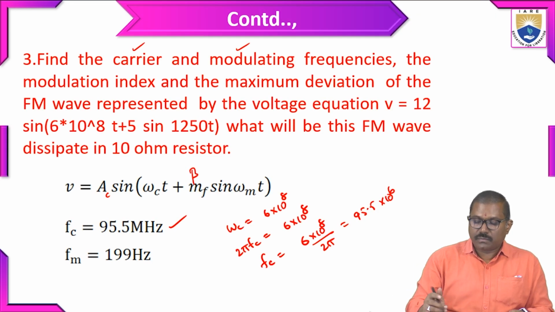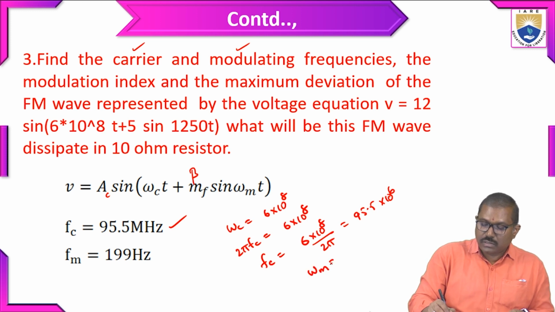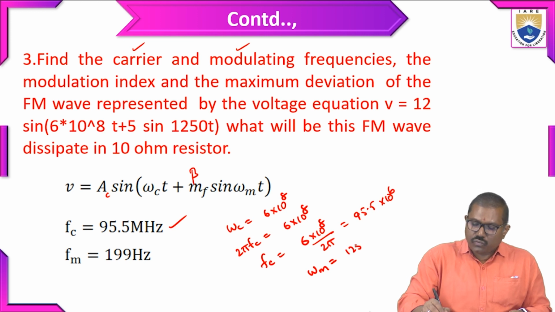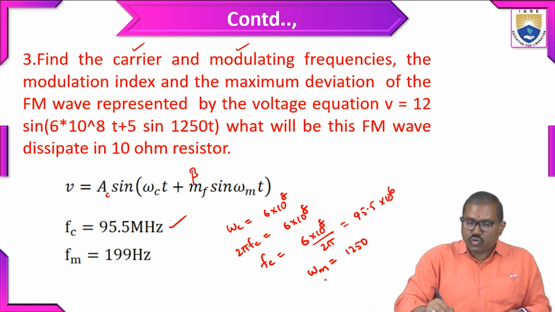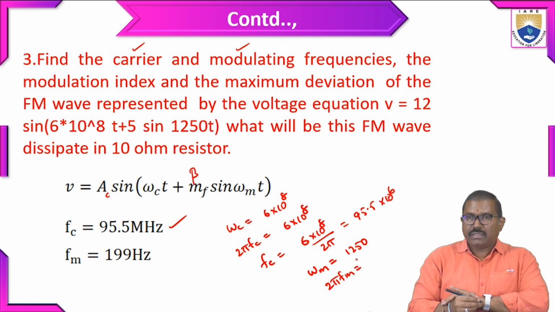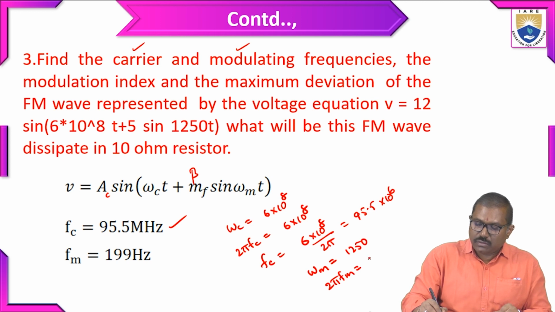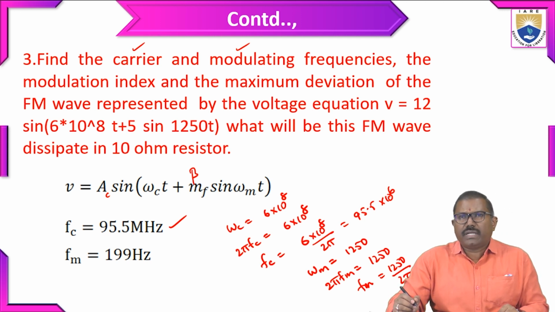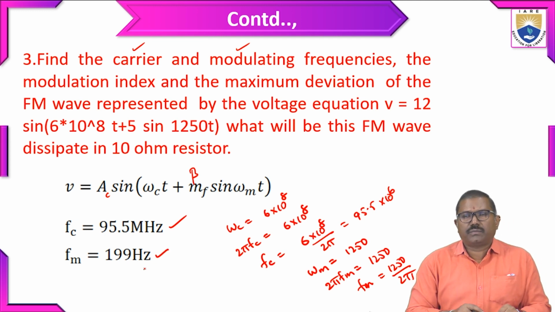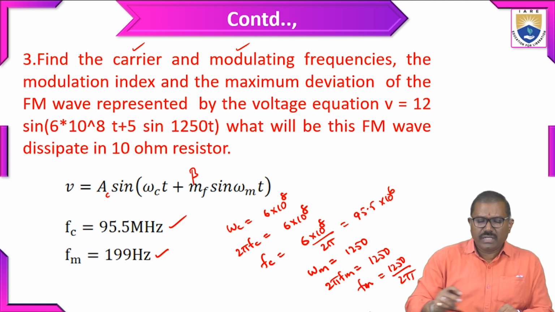So here you can solve this. Omega M is equal to 1250. So omega M is 2 pi FM, 2 pi FM is equal to 1250, and FM is equal to 1250 divided by 2 pi. Okay, so you get 199 hertz, which is approximately equal to 200 hertz. So this is FC and FM.